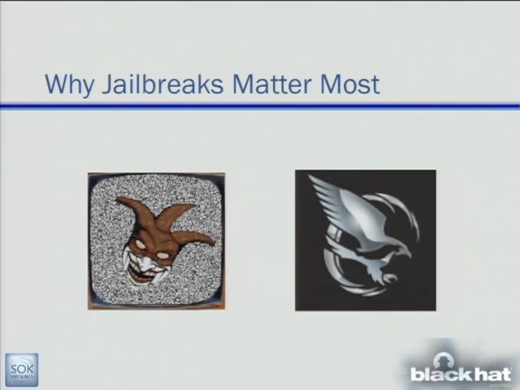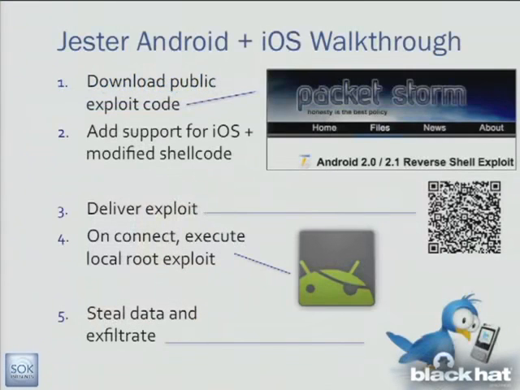So the two recent attacks that we're going to look at are the Jester's mobile attack and CrowdStrike's demo at RSA. First, if we look at Jester, what he did was basically download public exploit code and change it around a little bit so it worked for him and added some iOS support. He changed the avatar on his Twitter icon to a QR code, which you can scan, and it would lead you to a link where that exploit would execute. So he delivered the exploit, and then on connect, he executed a local root exploit and tried to steal Twitter data and exfiltrate that Twitter data only if you were a certain user. So he was saving the world, of course, right?